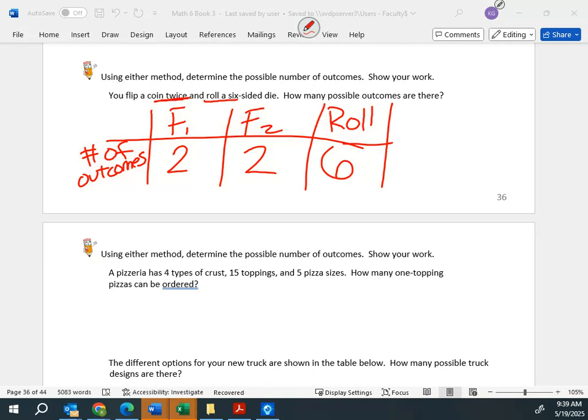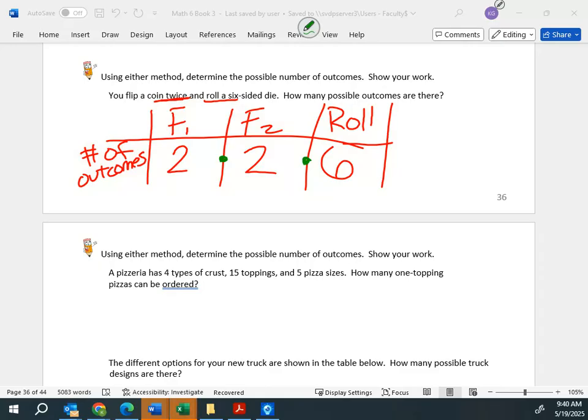What do I do next? I multiply all of my outcomes together. It doesn't matter if I only had 2 events or if I had 5 events. It doesn't matter the number of events. You fill out your table and you multiply all the events together. So we have 2 times 2 times 6.